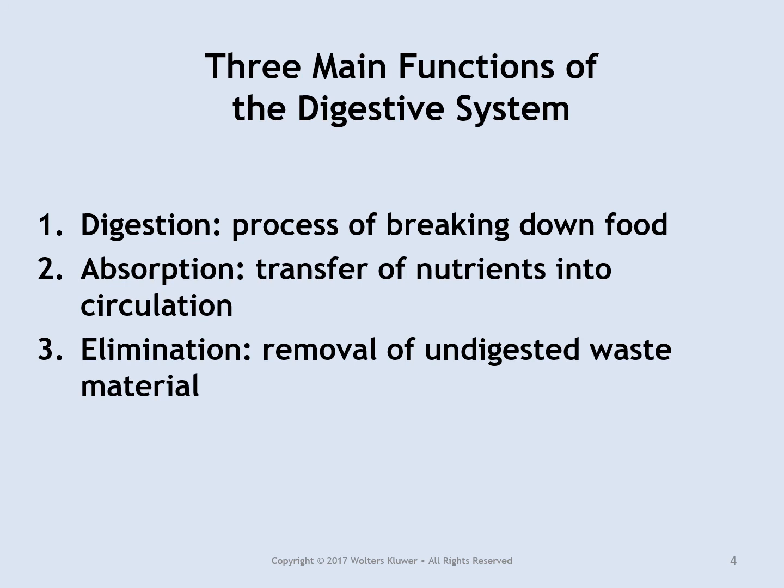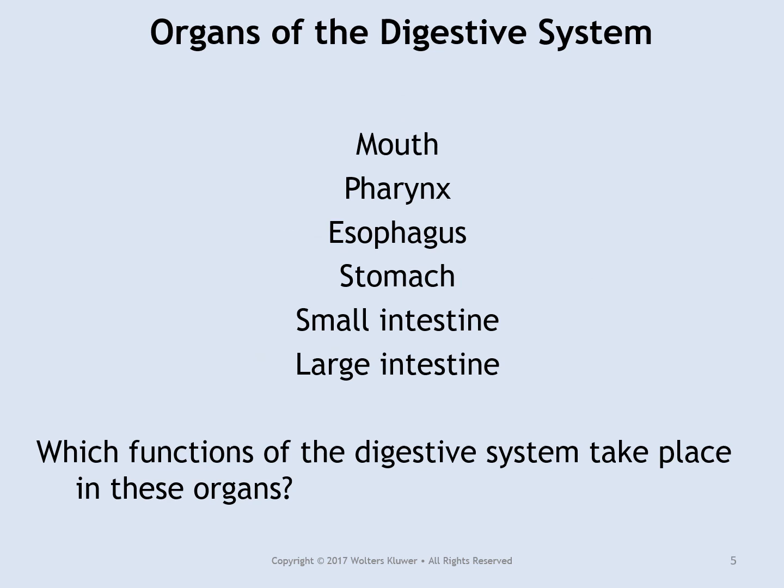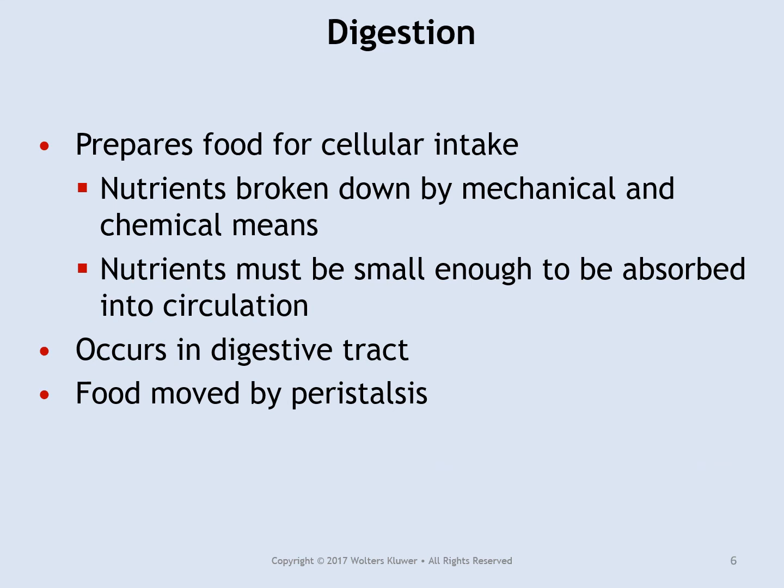So the three main functions of the digestive system are, of course, the breaking down of food, to absorb it, get the nutrients into circulation, and eliminate or remove the undigested food material. So these are a quick rundown of the organs, starting with the mouth and moving through the mouth, pharynx, esophagus, stomach, small and large intestines. Now let's take a look at which functions are occurring in each spot.